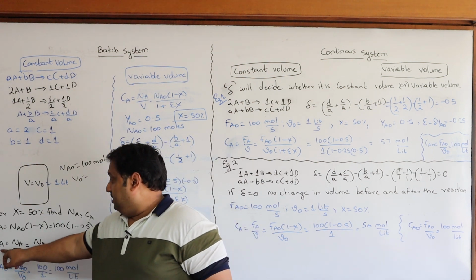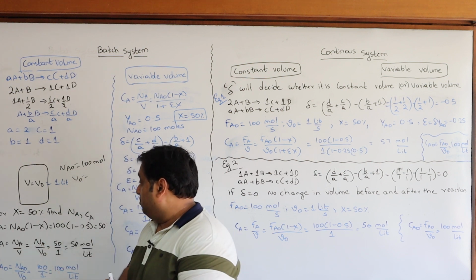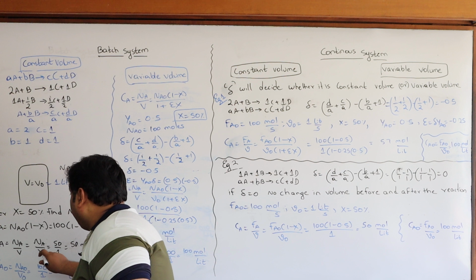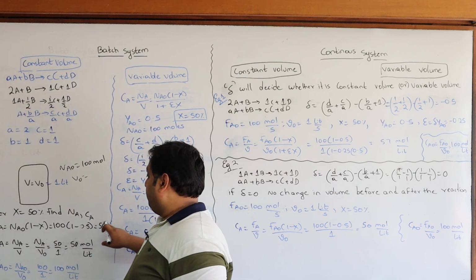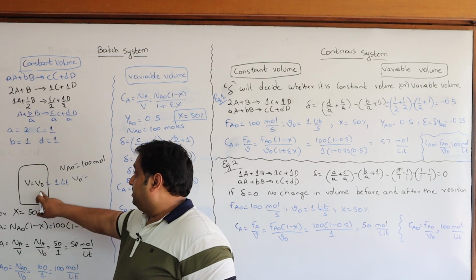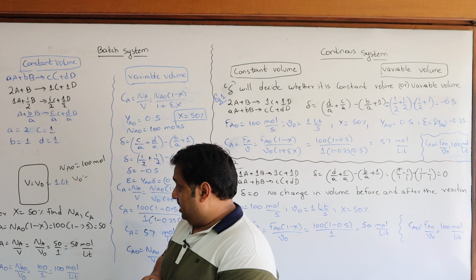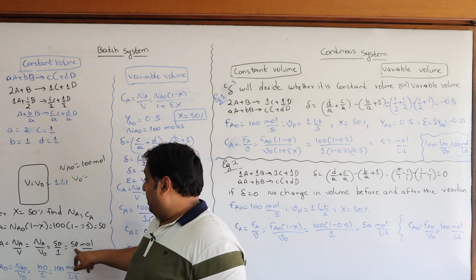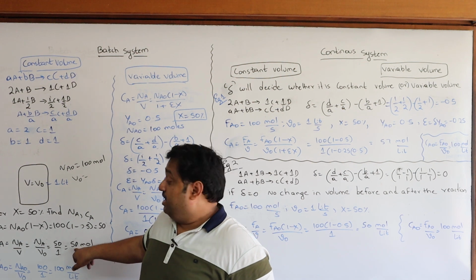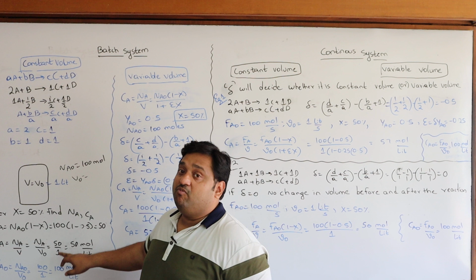Then Ca equals Na by V, where Na is nothing but Na0 into 1 minus x, which is 100 into 1 minus 0.5, which is 50, divided by the volume, which is 1 liter, that is 50 mole per liter. That means after 50% conversion, the concentration of A has gone down to half. Initial concentration is 100 mole per liter and final concentration is 50 mole per liter.